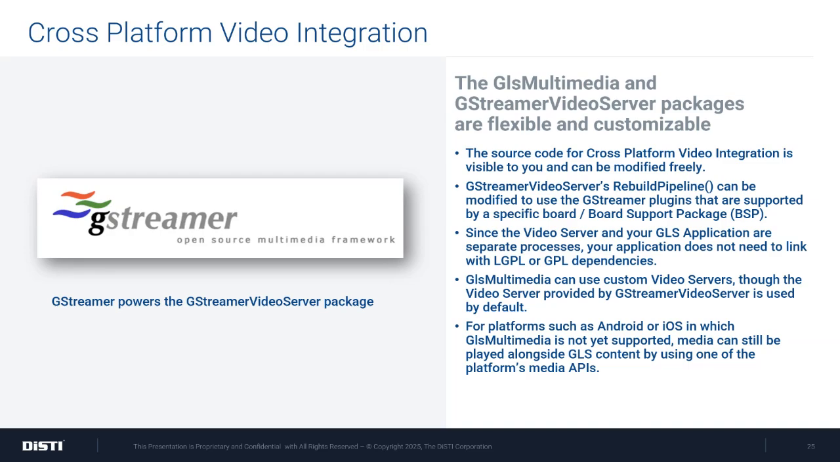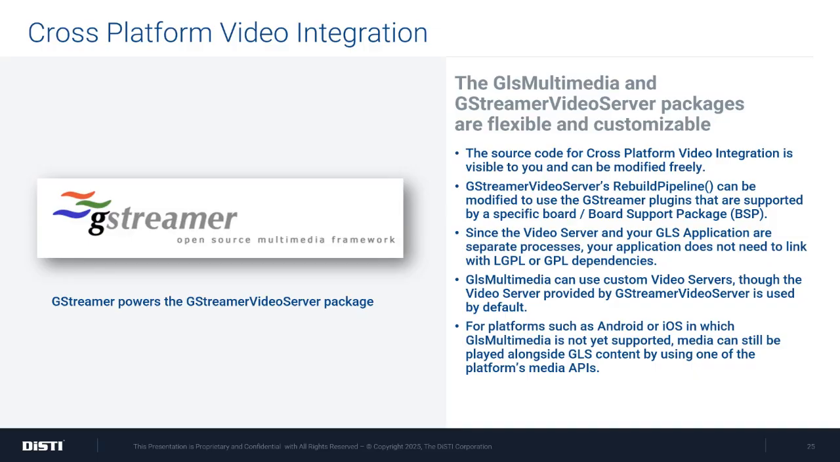Additionally, custom video servers can be used, but the video server provided by GStreamer Video Server is used by default by GLS Multimedia. As long as the video server you're using is able to communicate appropriately over the shared memory interface that the GLS Multimedia behaviors use, it can be substituted for the GStreamer Video Server. In that case, GStreamer would not be strictly required.